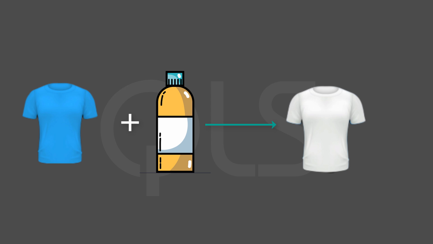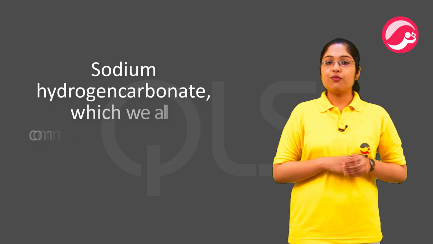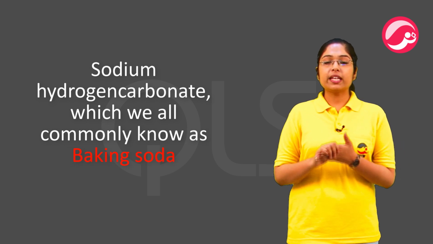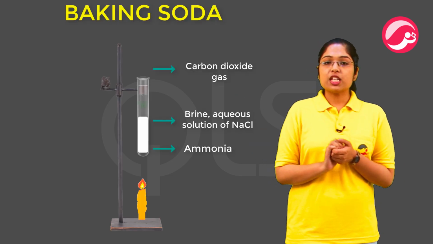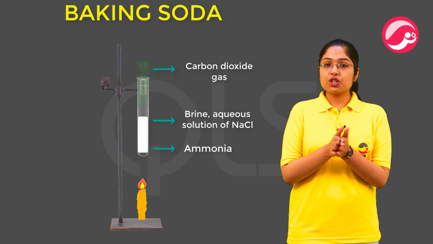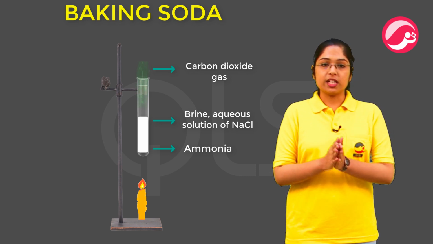The next product is sodium hydrogen carbonate, which we commonly know as baking soda. Sodium hydrogen carbonate is equal to baking soda. Baking soda is produced when brine, aqueous solution of sodium chloride, is treated with carbon dioxide and ammonia.